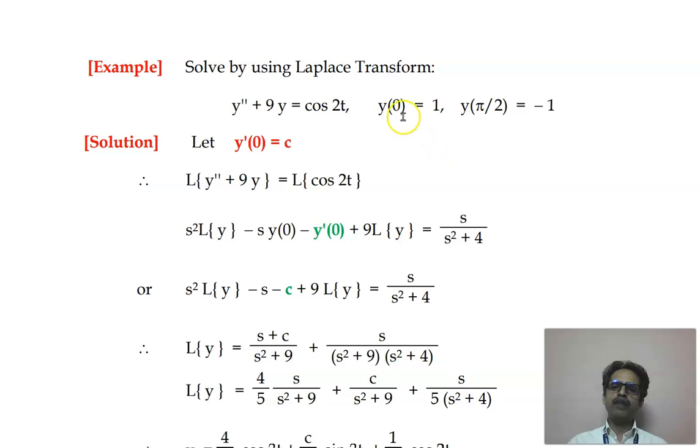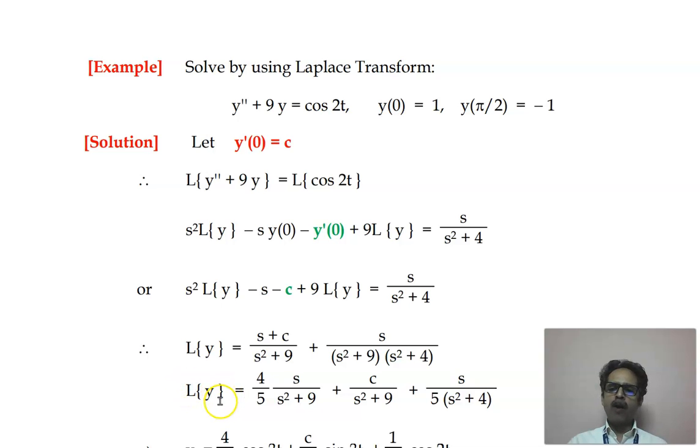Now in the next step you can put these values. Put y of 0 is 1 and y dash of 0 equal to c. We can get this equation. Now simplify this equation and get L of y. So we obtain L of y. Here c is a constant, it will remain as it is, and make use of the partial fractions here. Fine. And simplify the value of L of y.